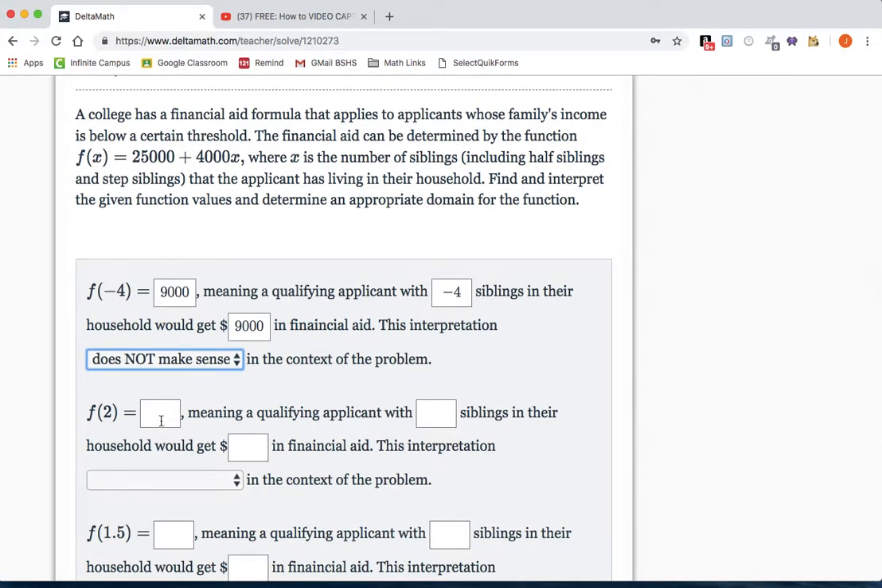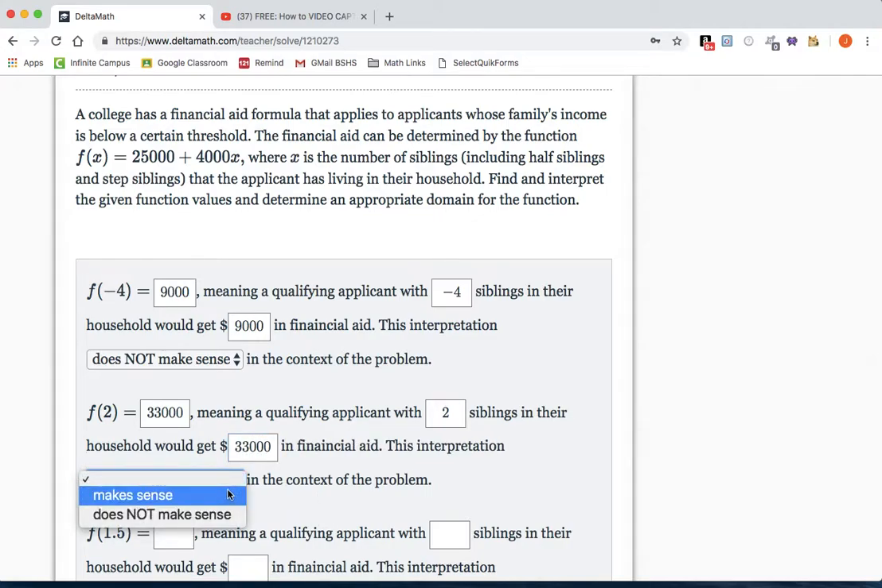Then it says f of 2. So now I'm going to plug 2 in. And I get 33,000. Meaning the qualified applicant with 2 siblings in their household would get $33,000 in financial aid. This makes sense.